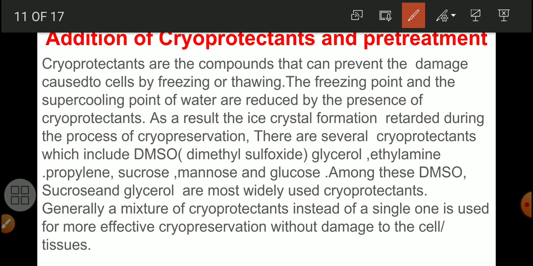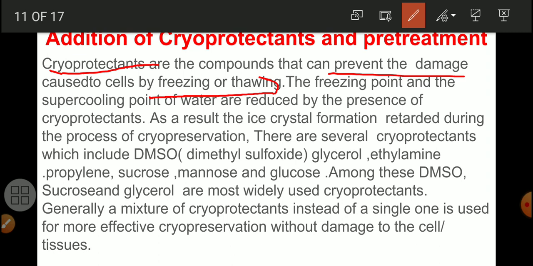Now addition of cryoprotectants. We have to keep in mind, as I have already told you, the substances used to preserve the germplasm with the cryopreservation methodology are known as cryoprotectants. Cryoprotectants are compounds that can prevent the damage caused to cells by freezing or thawing. These chemicals prevent the damage caused to the meristems or shoots or embryos at the time of their conservation as germplasm. So that is avoided by using the chemicals, though sometimes there is a side effect of those chemicals.